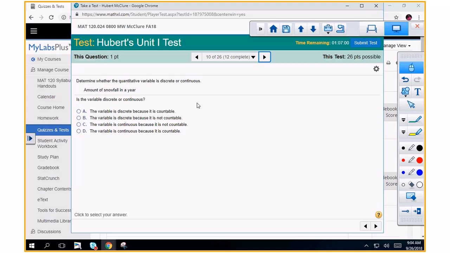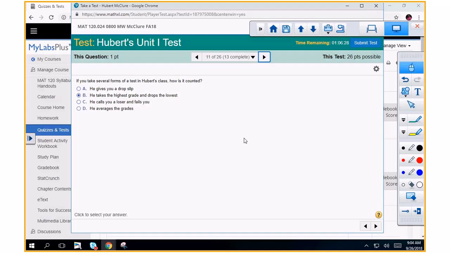Discrete and measurement are 2 different things. If you measure, it's continuous. If you count, it's discrete. How many eggs are in a carton? That's discrete. If you measure the height, weight, distance, whatever, that's always continuous. So which one says continuous? C, because it's not countable.